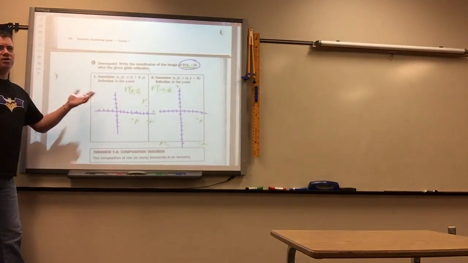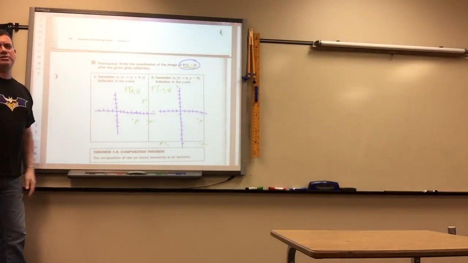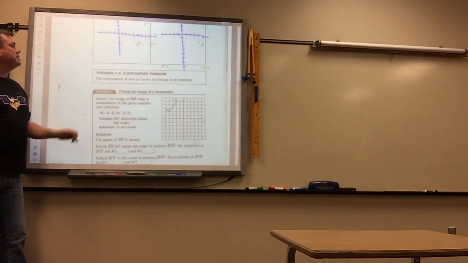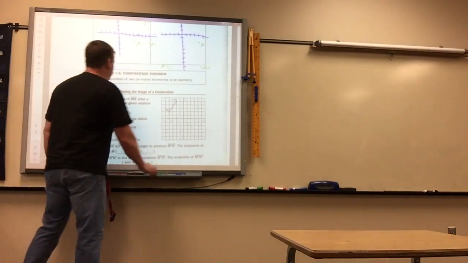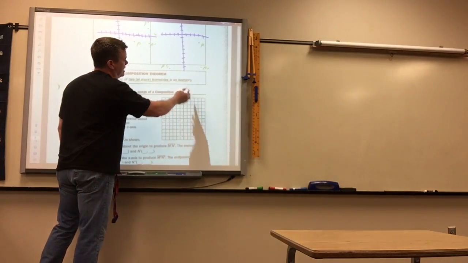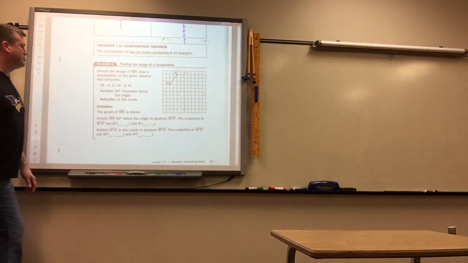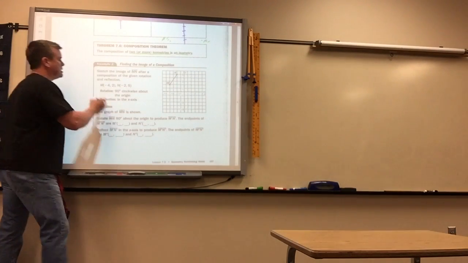So this is called a glide reflection. It's just a translation and a reflection. So again, a composition of 2 or more isometries stays an isometry. All that means is it's not going to change sizes. So here's one that's a little tougher.